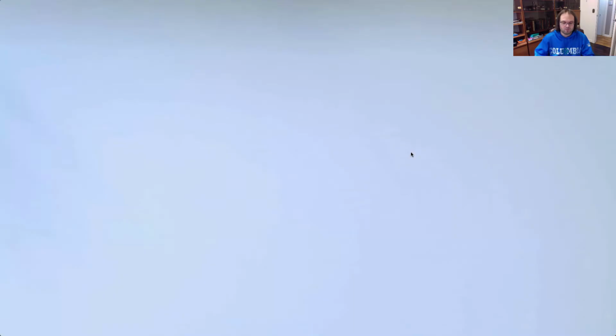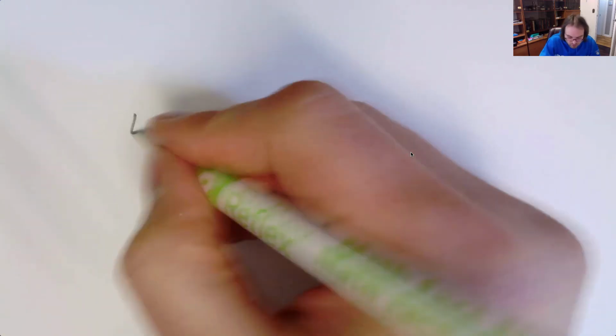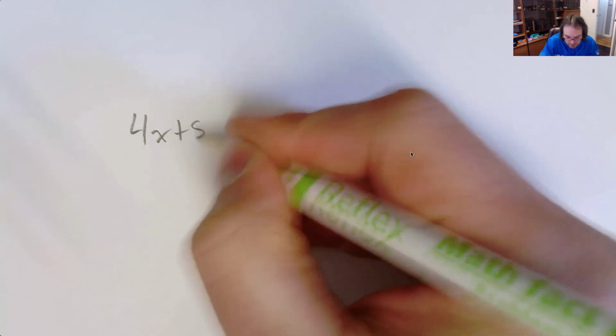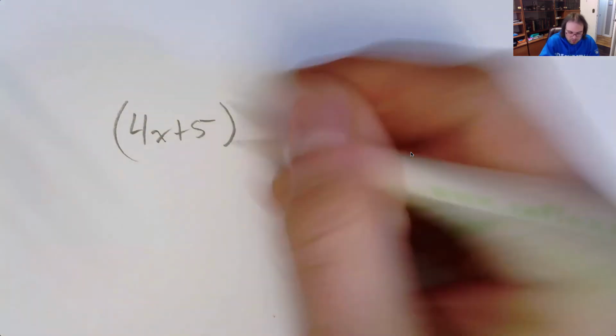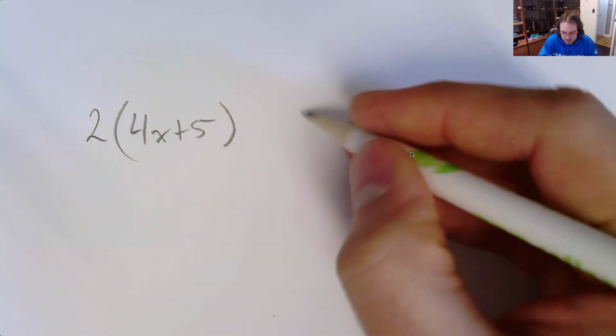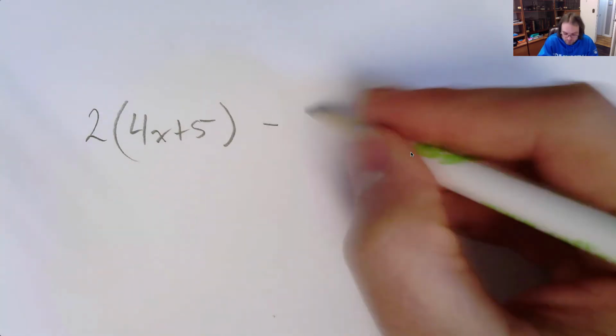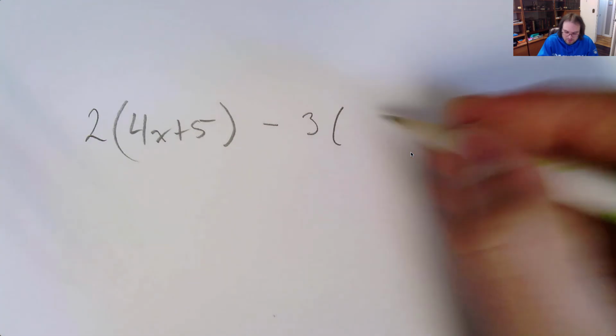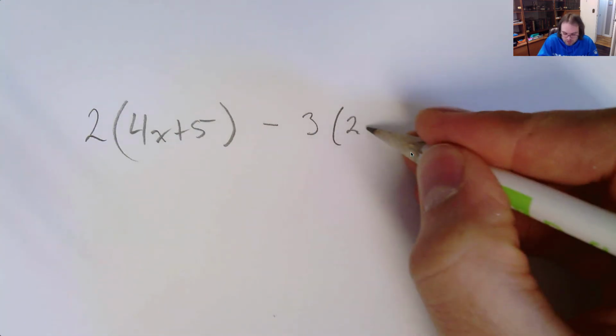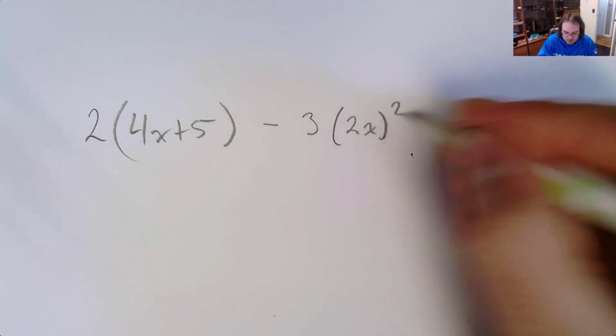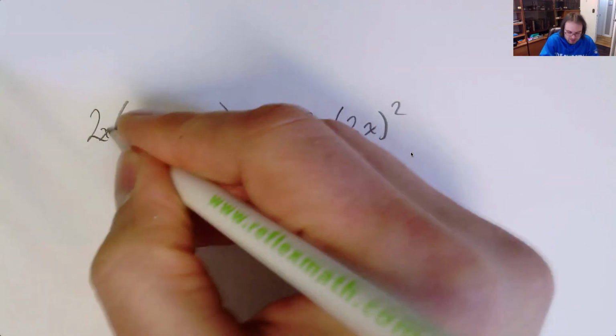And now I'm going to give you one last order of operation. Let's try this. I'm going to go 4x plus 5 multiplied by 2. And then I'm going to go minus 3. And then I'm going to have this here. I'm going to put 2x squared. And I'm actually even going to put an x there.